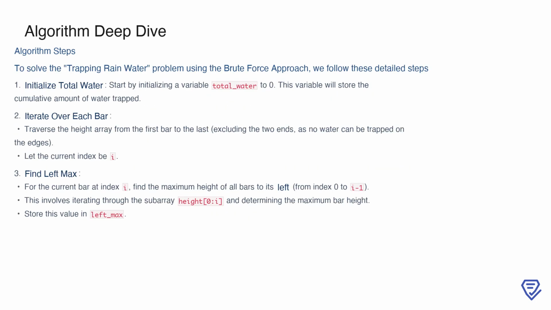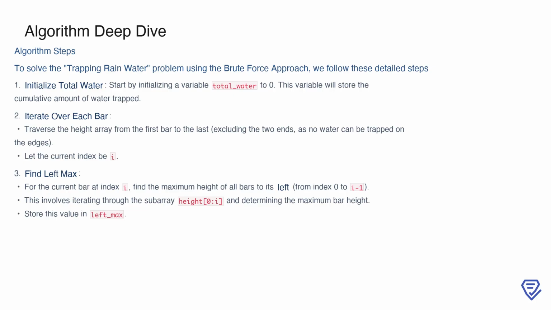To begin solving the trapping rainwater problem using the brute force approach, we first initialize a variable called total_water to 0. This variable will accumulate the total amount of water trapped as we process the array. Next, we iterate over each bar in the height array, starting from the first bar and ending at the last, but skipping the edges since water cannot be trapped at the boundaries.